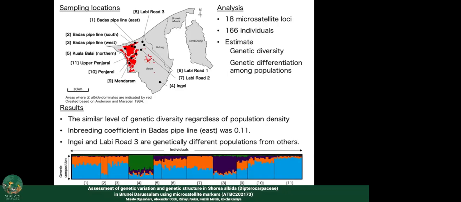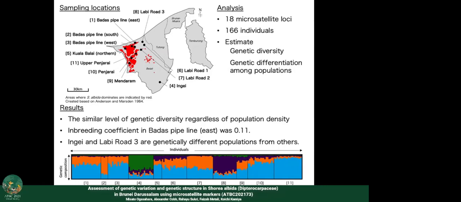The second is that the highest value of inbreeding coefficient was observed only in Badas pipeline East. The value of the inbreeding coefficient in Badas pipeline East is 0.11. This suggests that there is a possibility that inbreeding is advancing in Badas pipeline East.